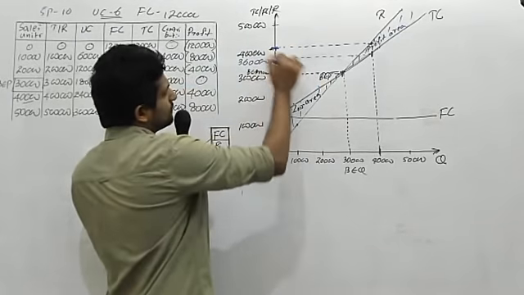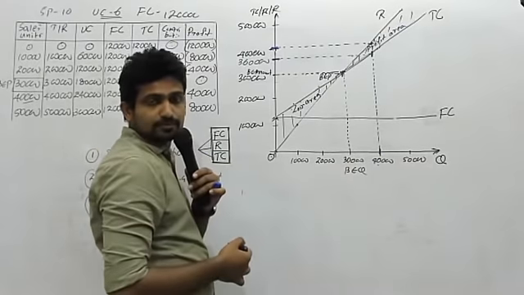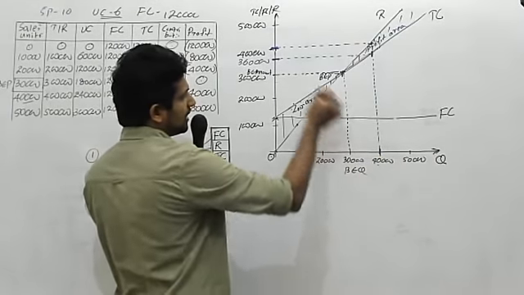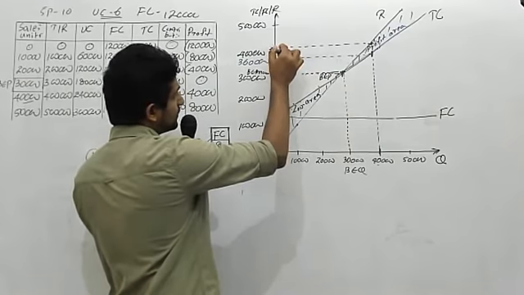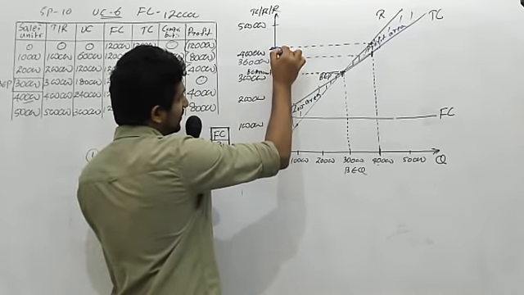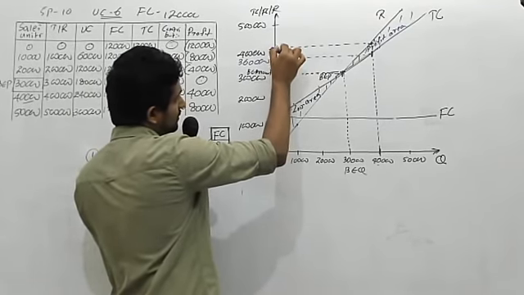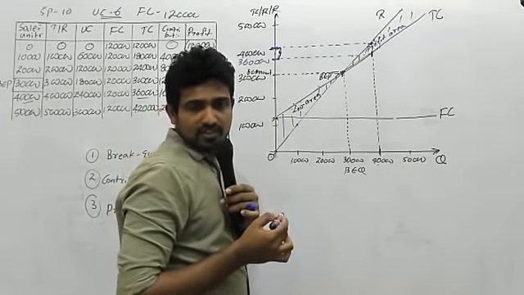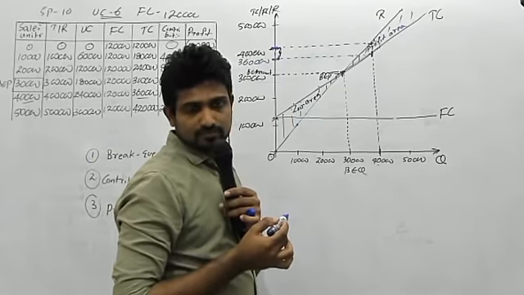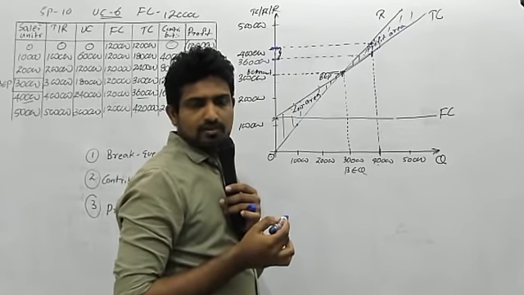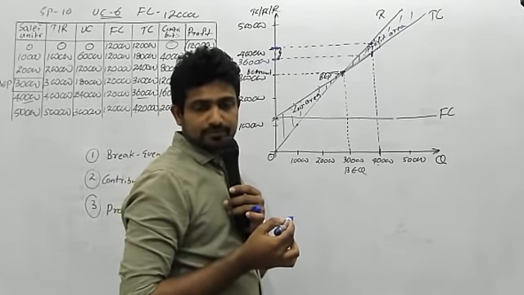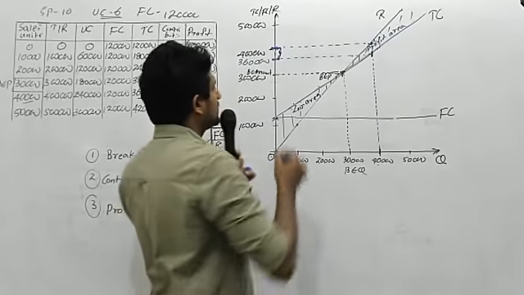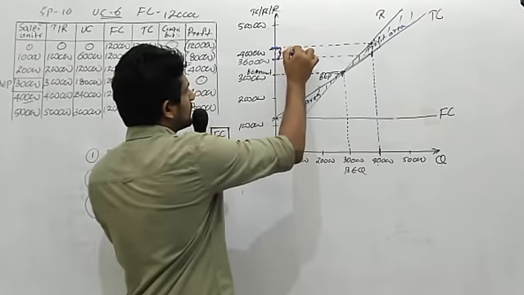400,000 is the income at this 40,000 sales level. At this 40,000 sales level, my cost is 360,000. If I take this difference, what is this difference? That is the expected profit. The amount is 40,000. This is the profit.